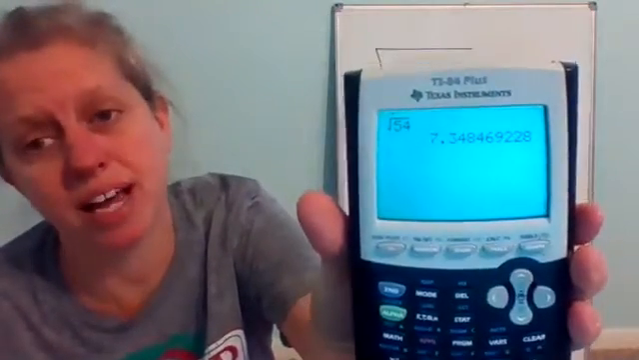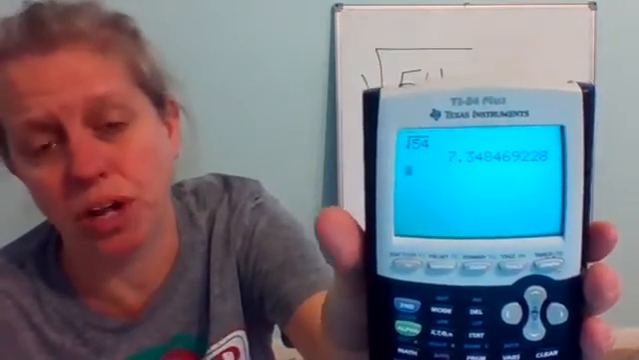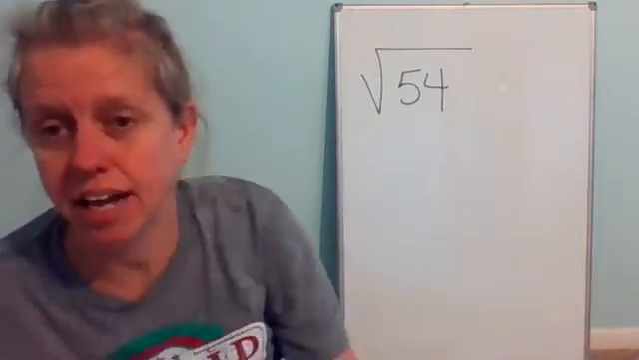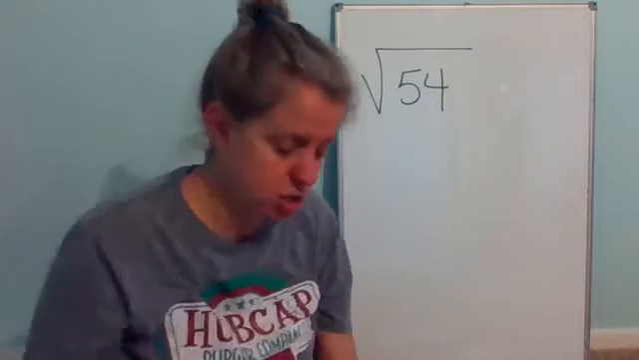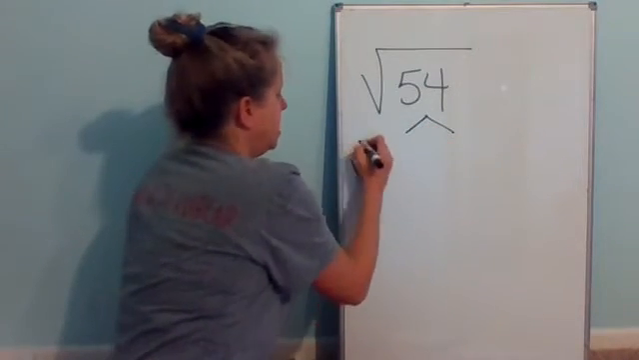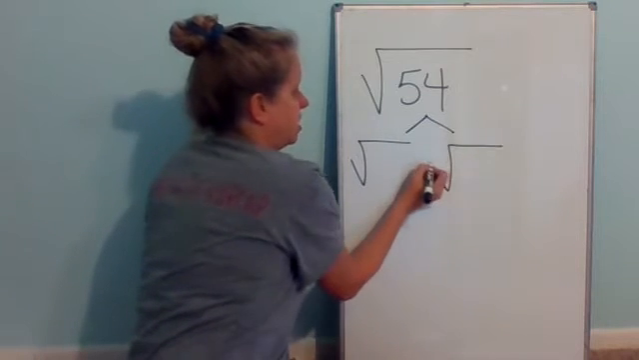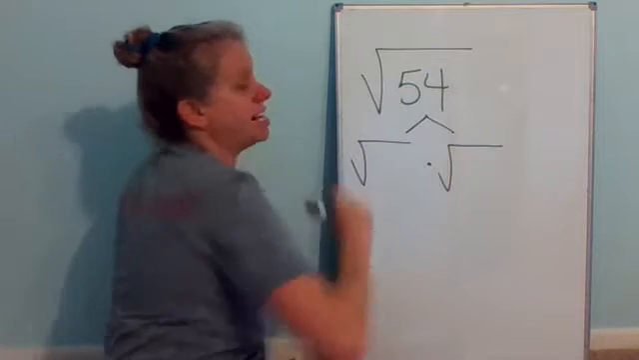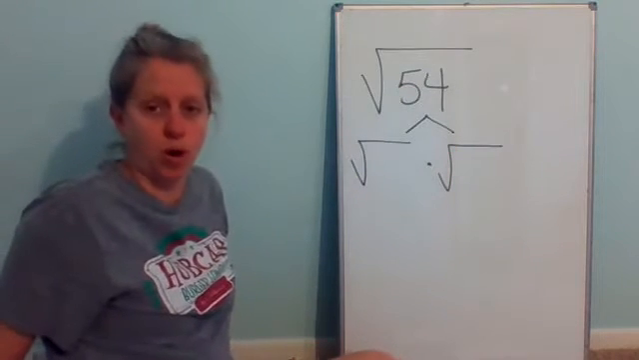Look, so that tells me it's not a whole number. It's in between 7 and 8, okay? But it's not a whole number. So this is what I'm going to do. I want to break this number apart into 2 square roots that, when I multiply these 2 numbers together, they've got to equal 54.